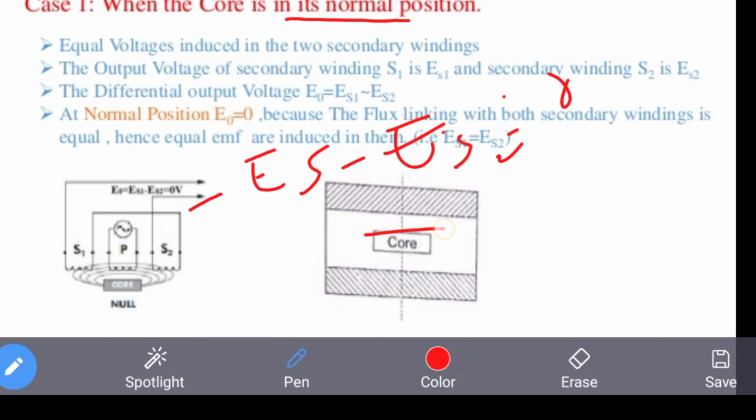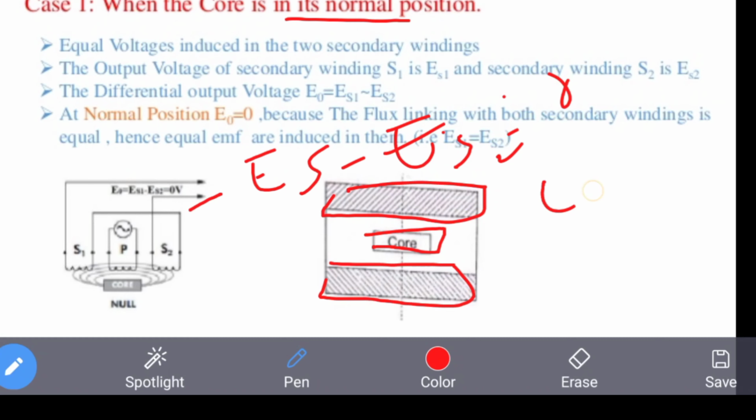When the core is in the center, with the primary and secondary windings like this, ES1 minus ES2 equals 0. At the normal position, the output voltage E0 will be 0, because the flux linking with both the secondary windings is equal, hence equal EMFs are induced in the two secondary windings. Okay, that is the key point.